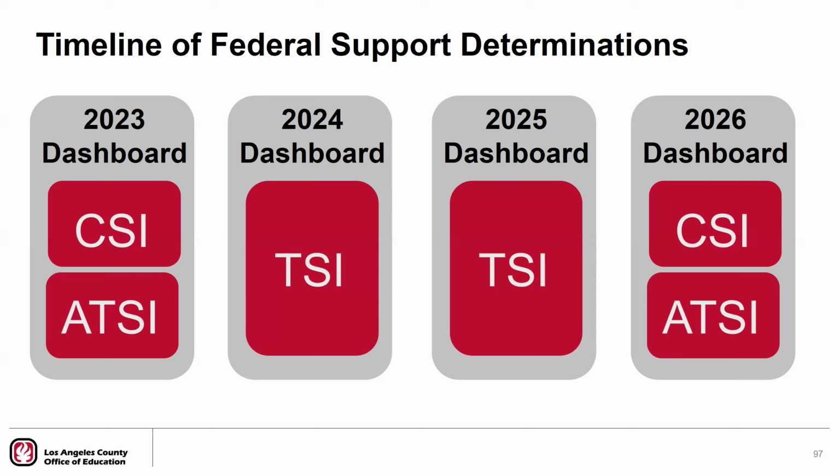Schools are not identified for more than one determination at a time. For example, a school in CSI cannot also be in ATSI. A school in ATSI cannot also be in TSI. Even in cases where a school continues to be identified for ATSI based on the 2024 dashboard, and an additional student group or groups would otherwise qualify for TSI based on the 2023 and 2024 dashboard, the school will continue with the ATSI determination.